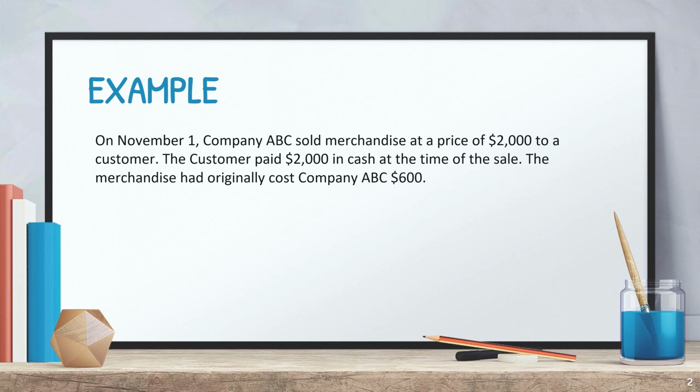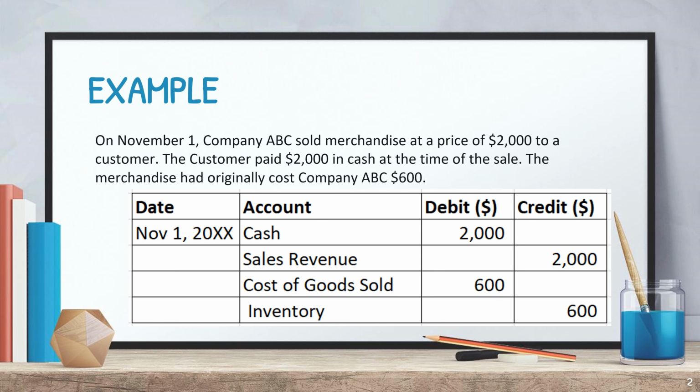Journal entries are used to capture and document the financial effects of transactions on a company's accounts. Let's go through the journal entry step by step. Since the customer paid $2,000 in cash, we'll need to debit the cash account for that amount. This debit entry represents an increase in the company's cash resources.